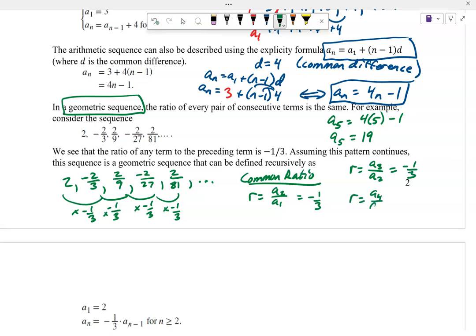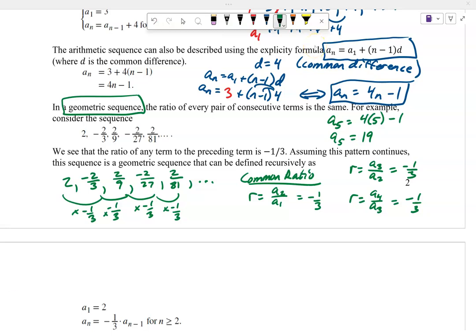So the fourth over the third will give you negative 1/3. The fifth over the fourth will give you negative 1/3. That's how you find a common ratio, but it's got to be the same, right? It always has to be the same r.